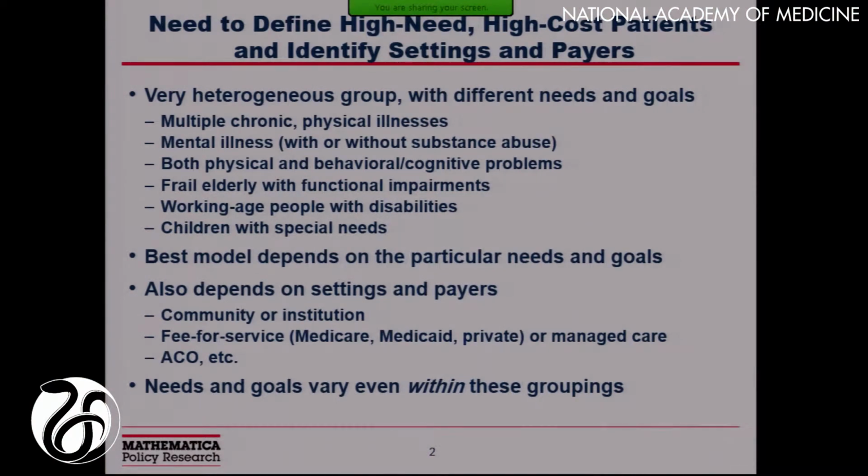I'm going to skip most of this slide because it replicates much of what Melinda said. The groupings, mine match up with hers pretty closely, and you've heard a lot about the heterogeneity of the high needs population. And there are different needs, and so the best model obviously is going to vary because their needs vary. But it also depends on settings and payers. Is the patient in the community or in an institution? Are they in fee-for-service, Medicare or Medicaid, or in managed care, or somewhere in between, like in an ACO? And the needs and the goals of patients vary a lot, even within these groupings.